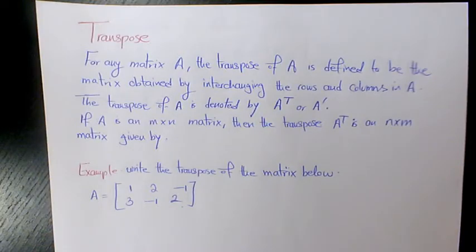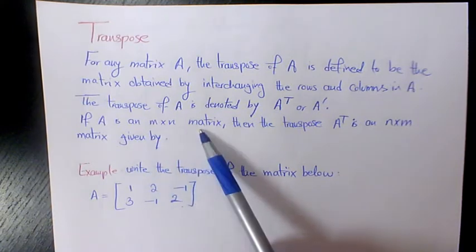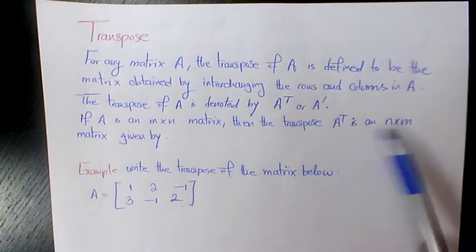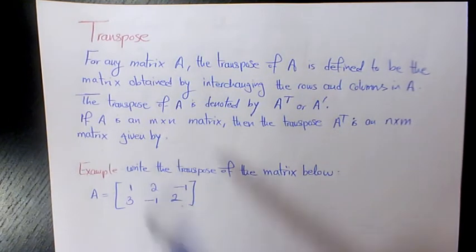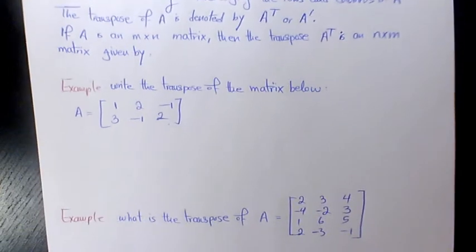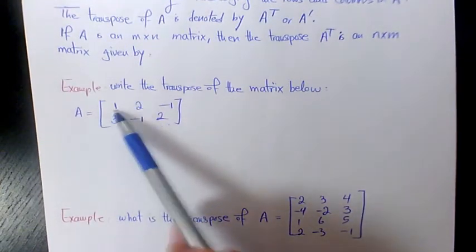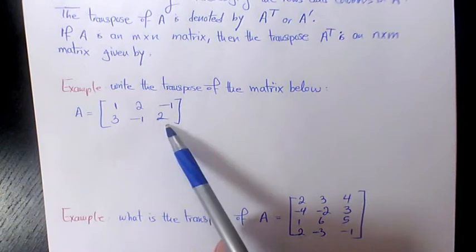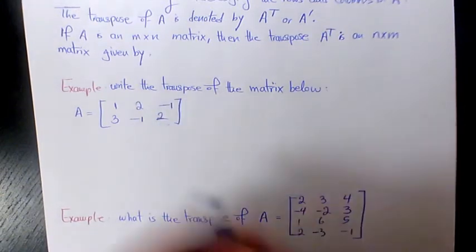Next topic is transpose. For any matrix A, the transpose of A is defined to be the matrix obtained by interchanging the rows and columns in A. The transpose of A is denoted by A^T or A prime. If A is an m by n matrix, then the transpose A^T is an n by m matrix. For example, here we have this matrix 1, 2, negative 1, 3, negative 1, 2. It says write the transpose of this matrix below.